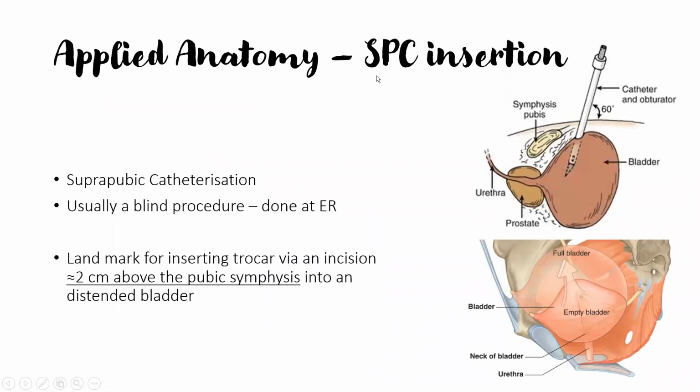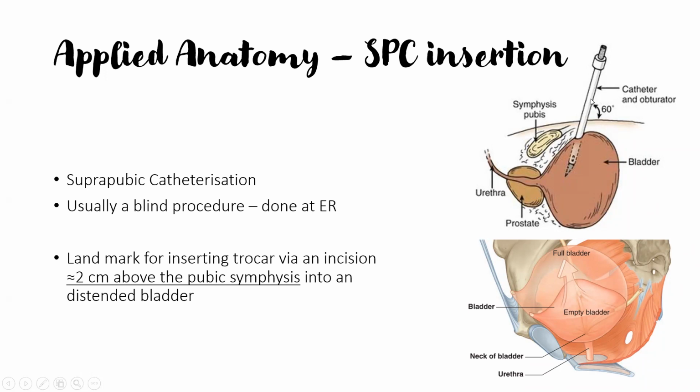So the applied anatomy with relation to the position of the bladder is SPC insertion. SPC insertion means suprapubic catheterization. It is performed usually as an emergency procedure when a patient presents with retention of urine and perurethral access to the bladder has failed for some reason, probably due to the presence of a stricture or failed catheterization secondary to a false passage.